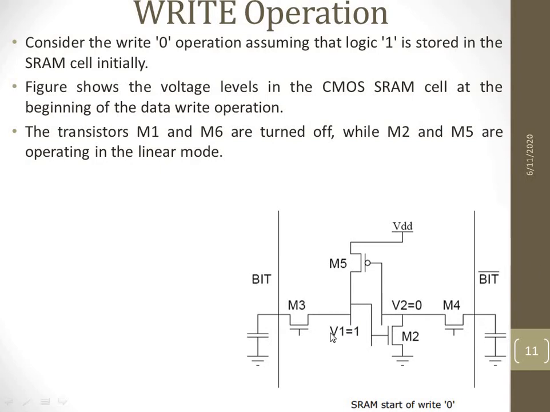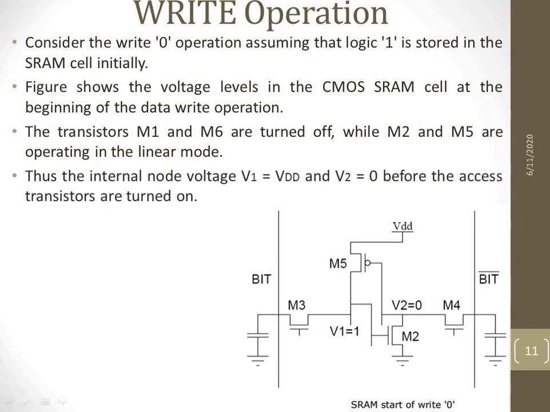The transistors M1 and M6 are turned off, that means open, whereas M2 and M5 are operating in the linear mode because of these voltages. When 0 is given, this will go into linear mode, and when 0 is supplied to an N channel MOSFET, the N channel MOSFET will go off. Similarly, when 1 is given to the P channel MOSFET, it goes off, whereas the N channel will go into linear mode. So the internal voltage V1 is VDD and V2 is 0 before the access transistors are turned on.